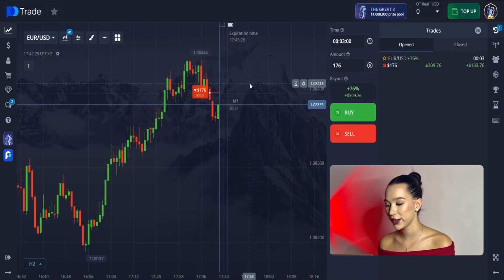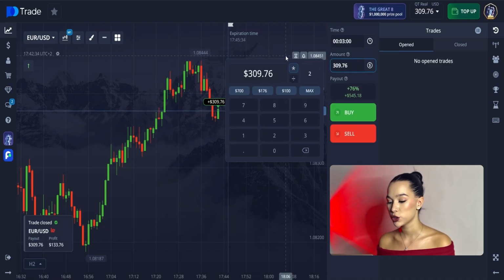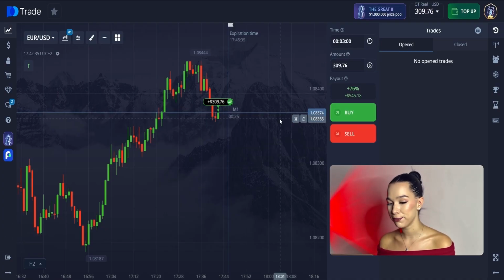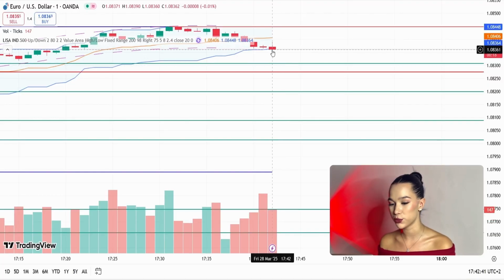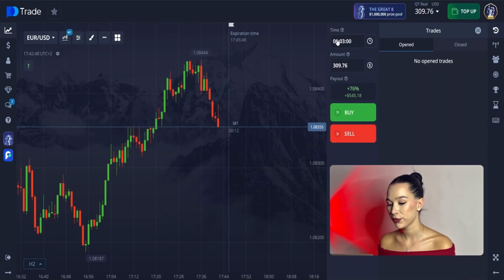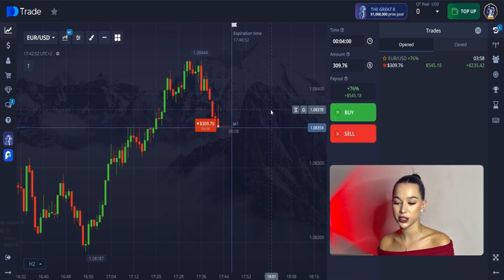And guys, it's 3, 2, 1, and we close this trade in a plus as well. So we change our amount of money per trade, and let's just wait a little bit to find a new entry point where we can open a trade. So here we change the time to 4 minutes and open a sell trade for $309.